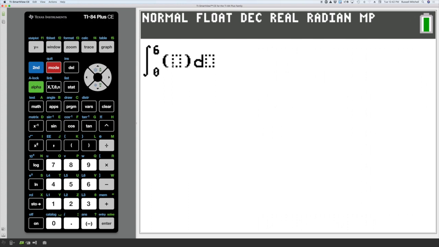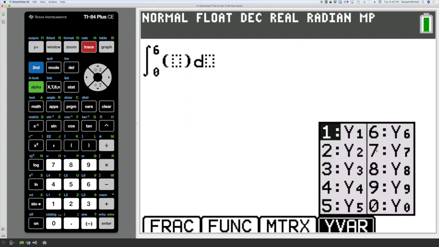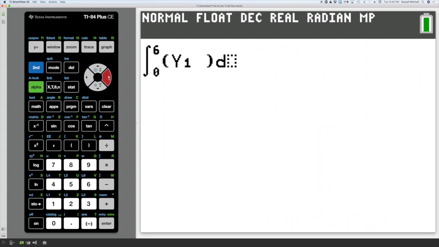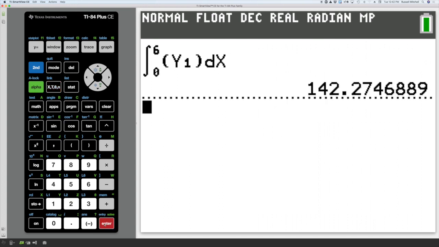And right here, instead of having to type that function out, because we may need to use that function for other things, we can type in just y1. So alpha and then trace, and that's where we get our y variables, y1. And then x, because we're integrating with respect to x, and press enter. And there we go. We rounded to 3 decimal places, so 142.275 cubic feet of snow.